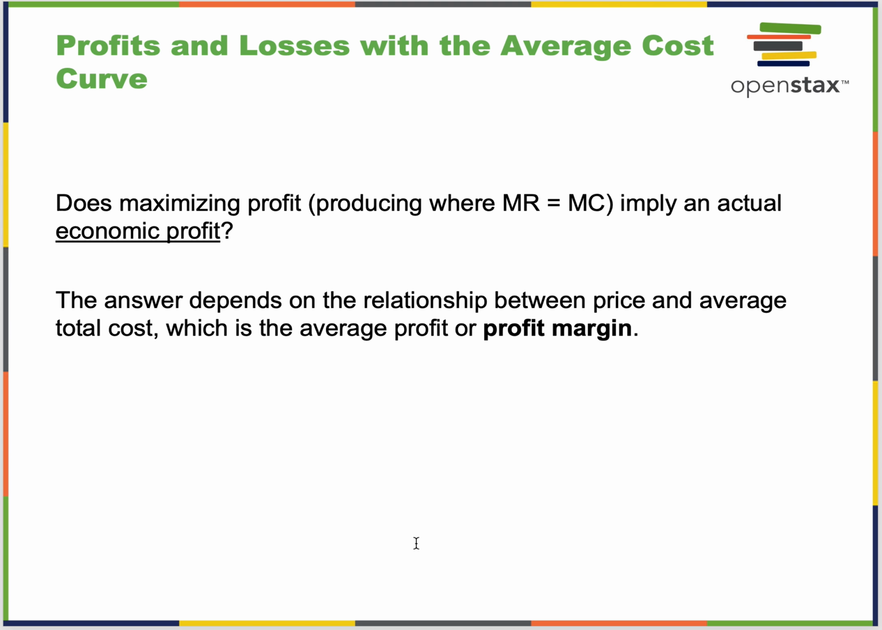Does maximizing profit, producing where marginal revenue equals marginal cost, imply an actual economic profit? Not necessarily. It just says your minimum loss could be your maximum profit. So the answer depends on the relationship between price and average total cost, which is the average profit or profit margin.